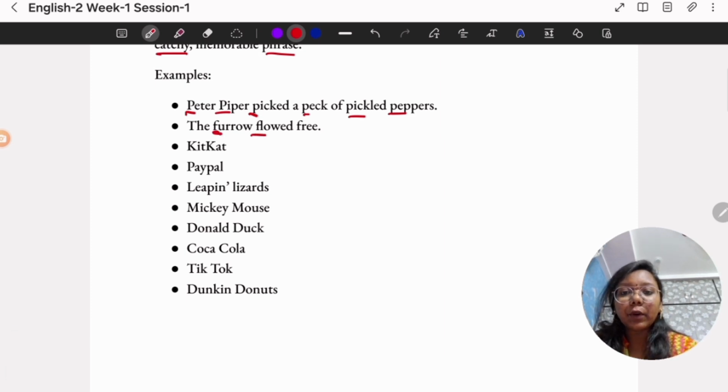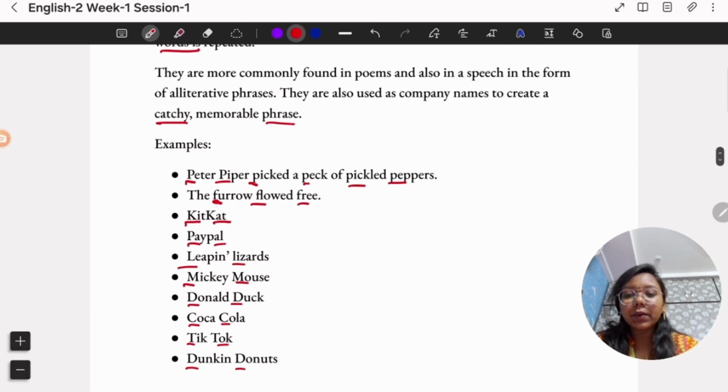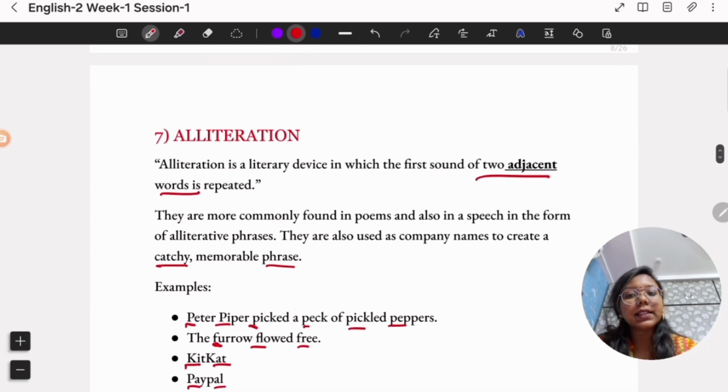The furrow flowed free. Kit Kat, Leapin' Lizards, Mickey Mouse, Donald Duck. So if you see, the same sound is repeated. So if the same sound is repeated in adjacent words, then it is alliteration. It's very easy to identify.